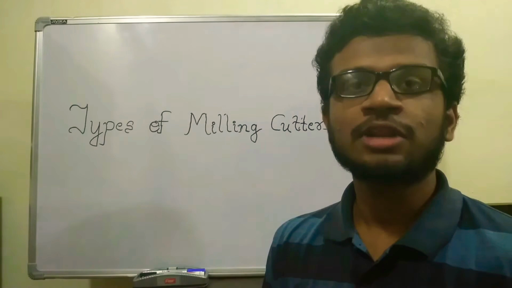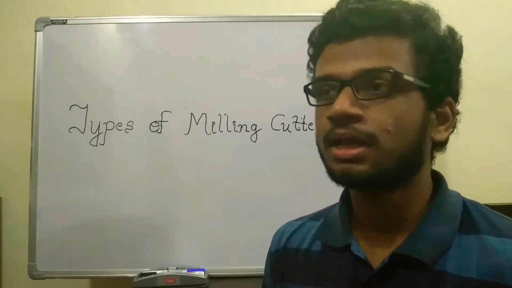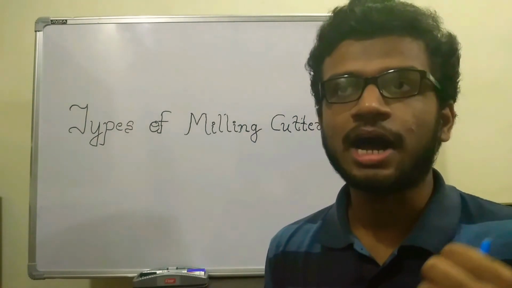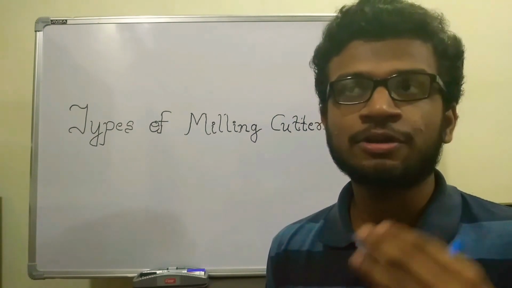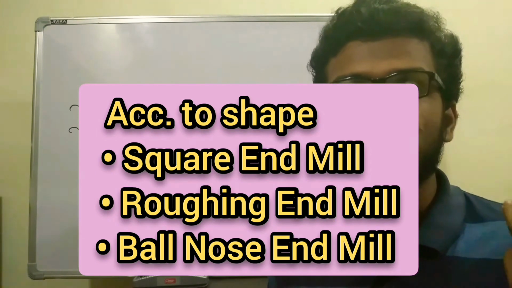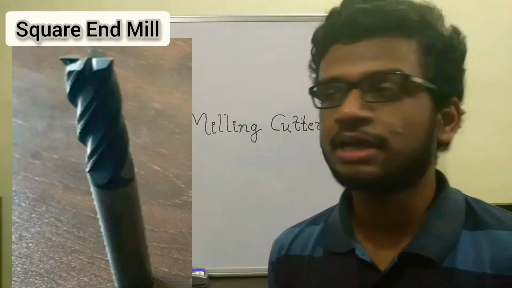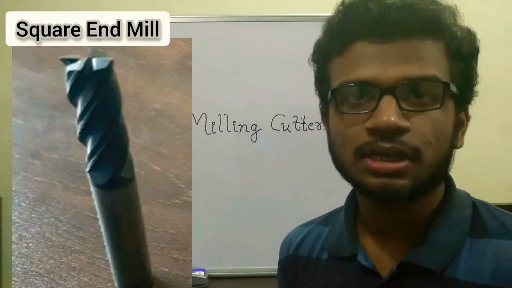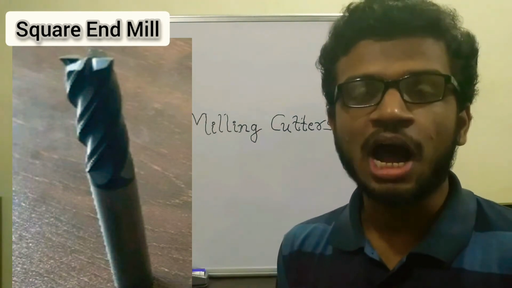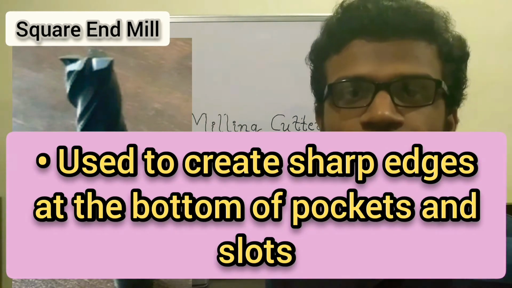We can even classify an end mill beyond solid and shell type. So let us classify it according to shape. According to shape, I'm going to mention three types of end mills: square end mill, roughing end mill, and ball end mill. So first one is square end mill. Here we can see the diagram of how a square end mill looks. We can utilize its shape to create sharp edges on the bottom of pockets and slots.